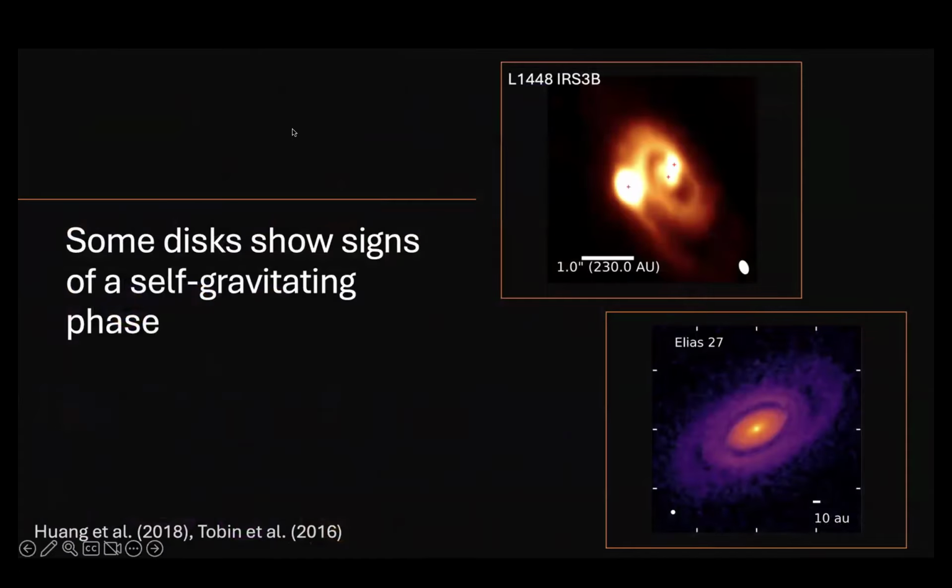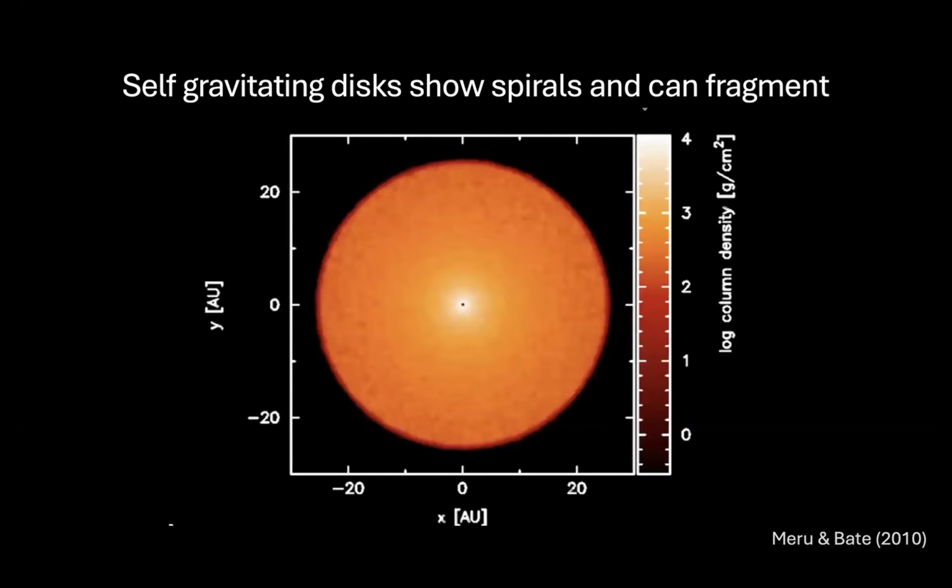And to do that, we also have some disks that showed signs of a self-gravitating phase. Typically young and massive protoplanetary disks undergo a self-gravitating phase where the self-gravity of the disk becomes important relative to that of the star. For example, this is a triple protostellar system, L1448 IRS3B. And the second image is that of IM Lup. We can see these spiral structures here intersecting with a gap. We're interested in it because it's short-lived and we might not always be able to observe it.